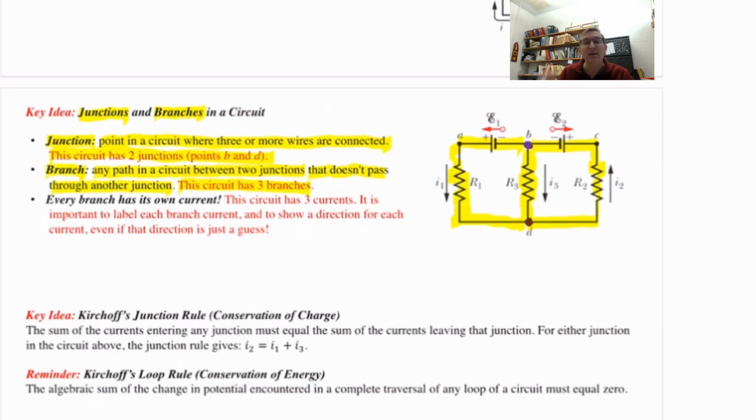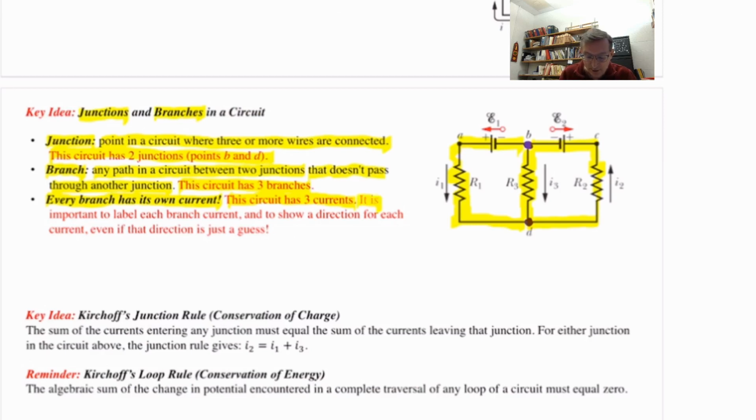Why is it so important to know how many branches a circuit has? Here's why. Every branch has its own current. And the currents in different branches do not always have to be the same. Okay? This circuit then has three unique currents. In fact, they're labeled there. You see them? I1 in the leftmost branch, I2 in the rightmost branch, and I3 in the middle branch.